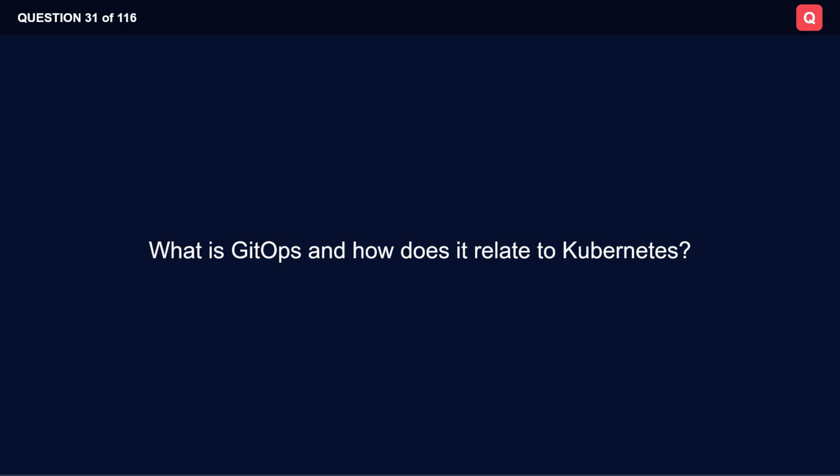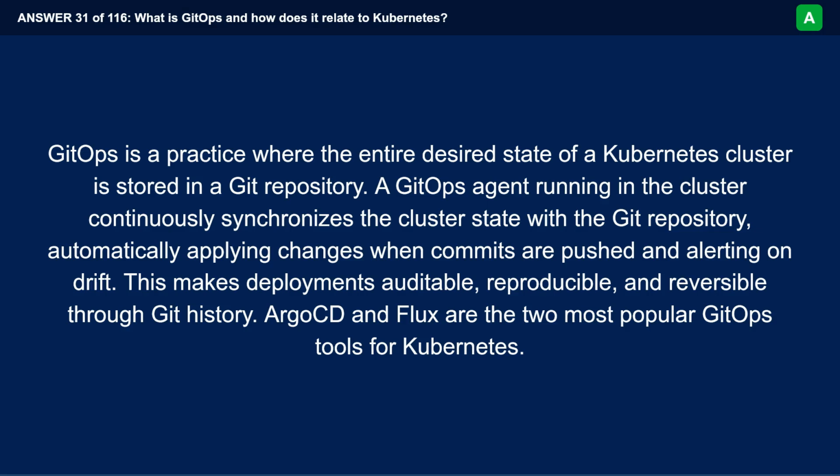What is GitOps and how does it relate to Kubernetes? GitOps is a practice where the entire desired state of a Kubernetes cluster is stored in a Git repository. A GitOps agent running in the cluster continuously synchronizes the cluster state with the Git repository, automatically applying changes when commits are pushed and alerting on drift. This makes deployments auditable, reproducible, and reversible through Git history. Argo CD and Flux are the two most popular GitOps tools for Kubernetes.